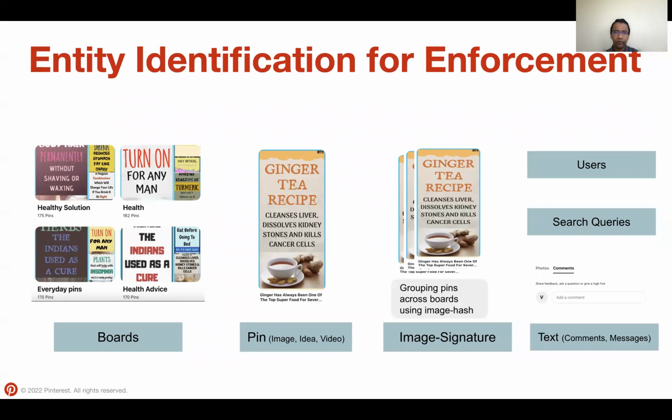On Pinterest, we have a variety of entities. Here we have recognized some of the entities for which we develop signals and enforce our policies against. These are boards, pins, image signatures, users, search queries, and text. An image signature is a grouping of pins across boards which have the same image in them. And we identify that group using an image hash called image signature.